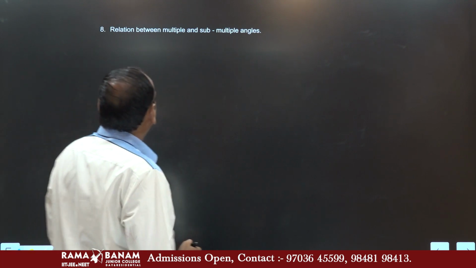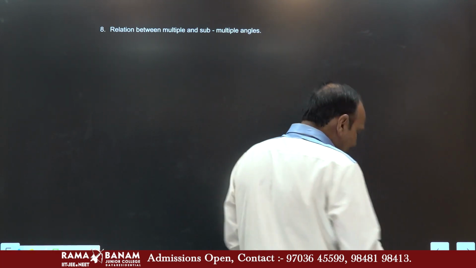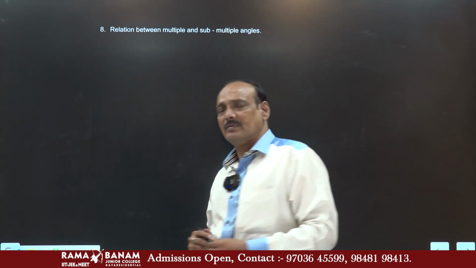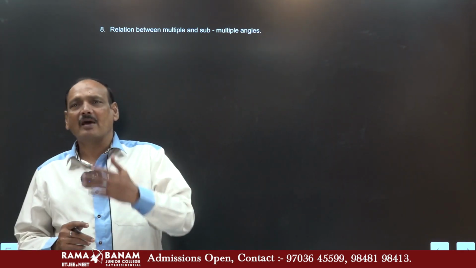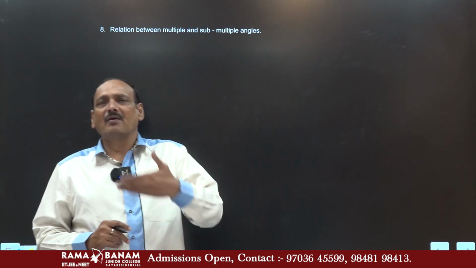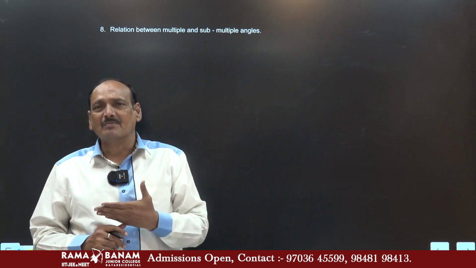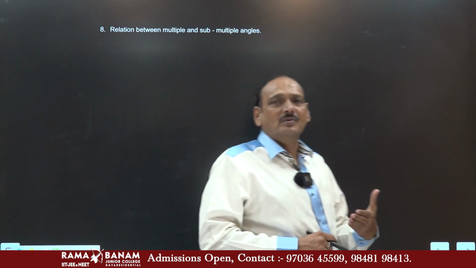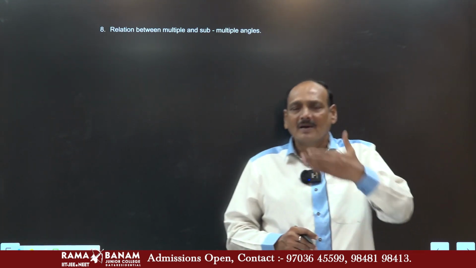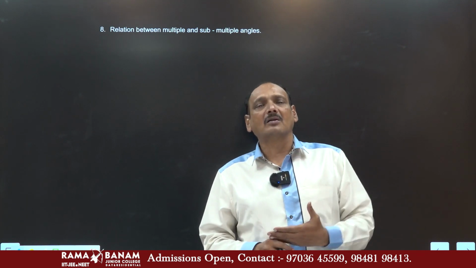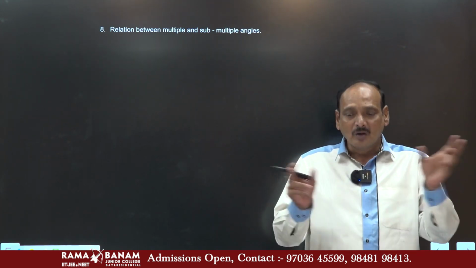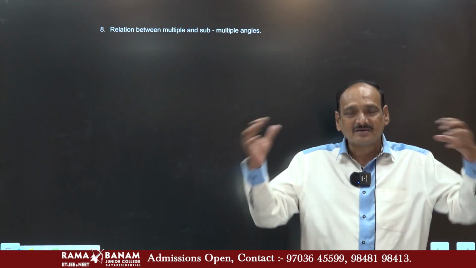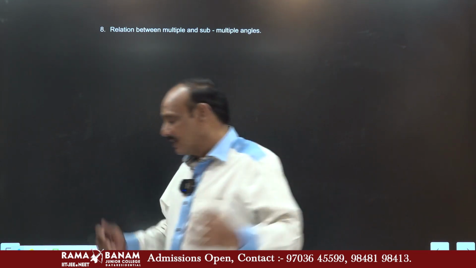Now, relation between multiple and submultiple angles. Multiple angle means A, 2A, 3A, 4A, you multiply some number. Submultiple angle means division, A by 2, A by 4, A by 8, these are all called the submultiple angles. Now, we are connecting multiple and submultiple, the relation between the multiple and submultiple.